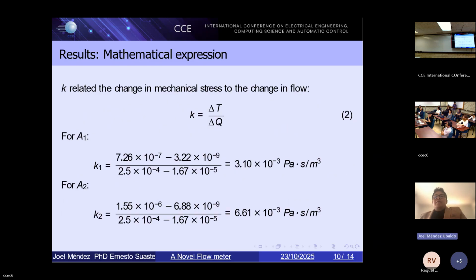Remember the letter K, the constant K, related the change in mechanical stress to the change in flow. For geometry 1, you can see this value K1, and for geometry 2, A2, you can see the value of K2. The next, please.